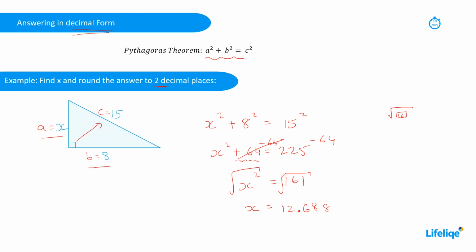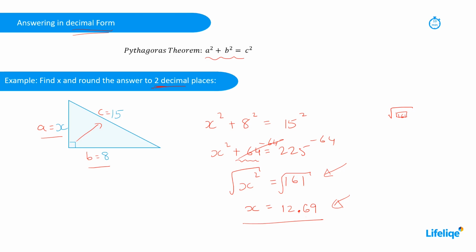So we look at the third number after the decimal point, and because this is 8, it's 5 or above, so we're going to round this 8 up to 9 because of that. So to round it off, we can get rid of that, and this 8 becomes a 9. So that's the answer. So when it's asked to be rounded off to a decimal place, we would write it like this. And if it was asked to be answered in exact form, we would have just left it like that, as we did in the previous example.